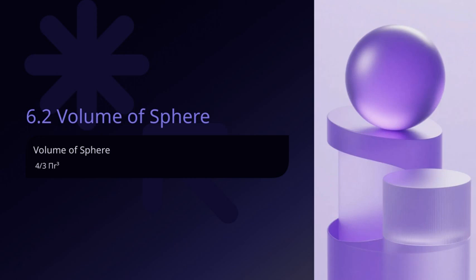Understanding this formula helps us grasp the relationship between the size of a sphere and how much space it occupies, tying into the broader theme of geometric measurements and their real-world applications.